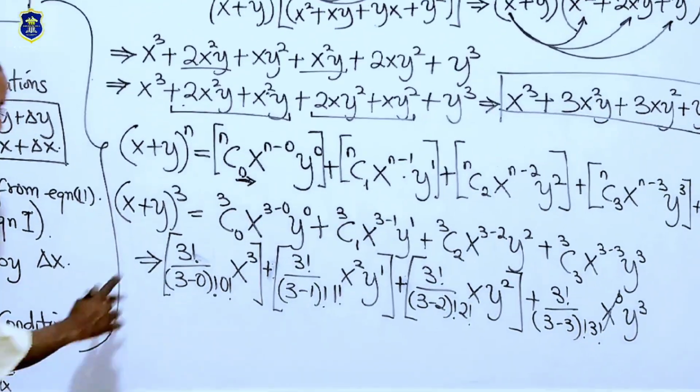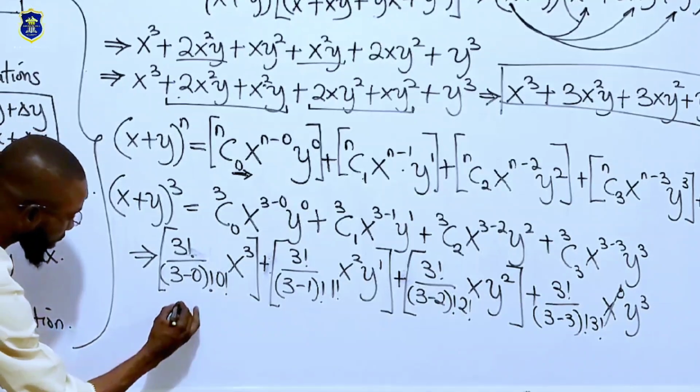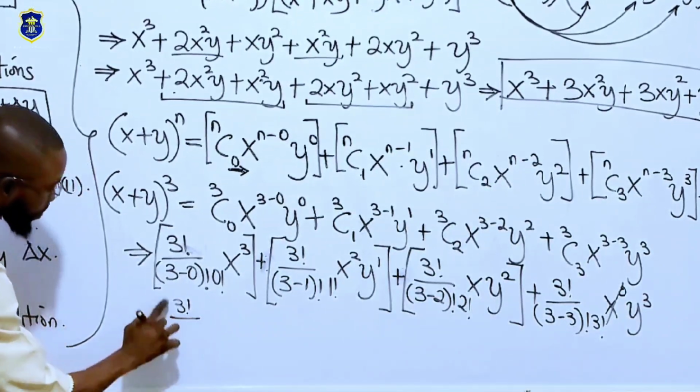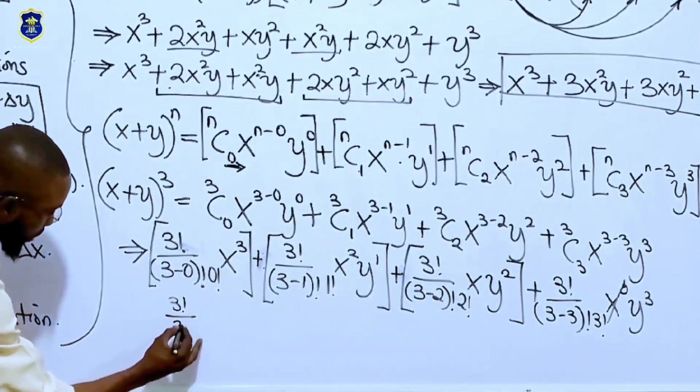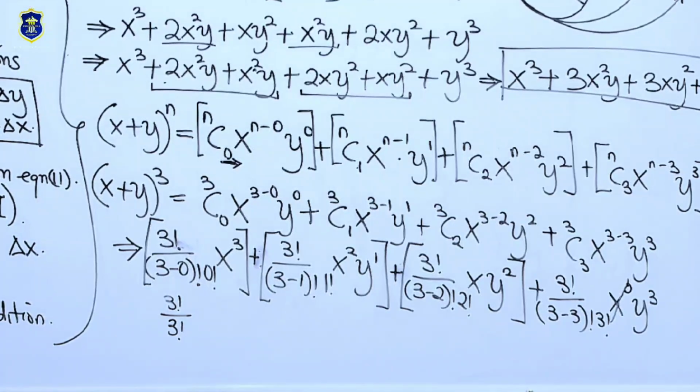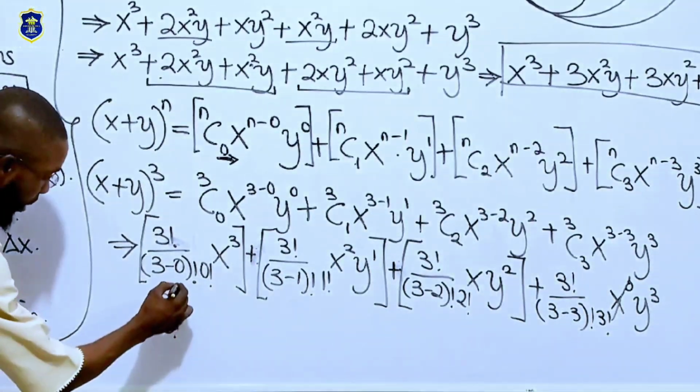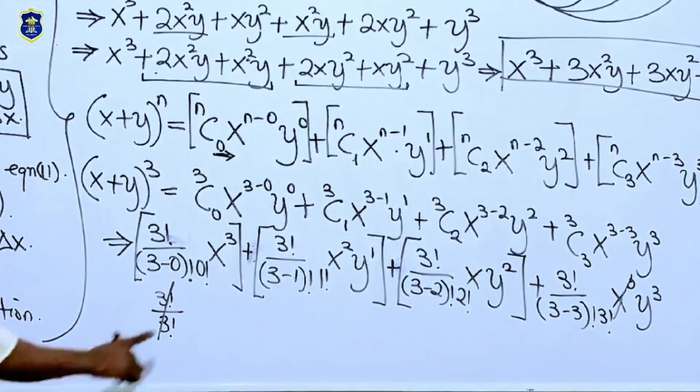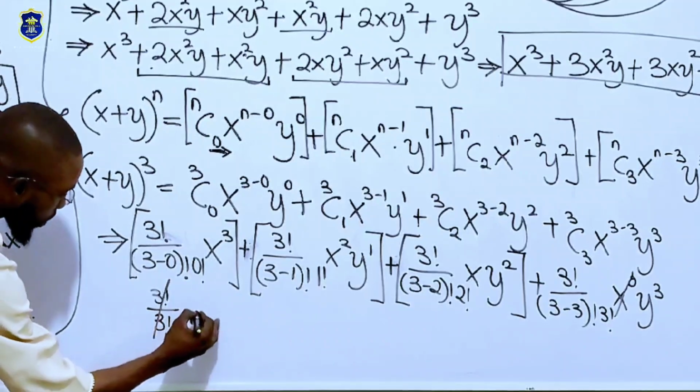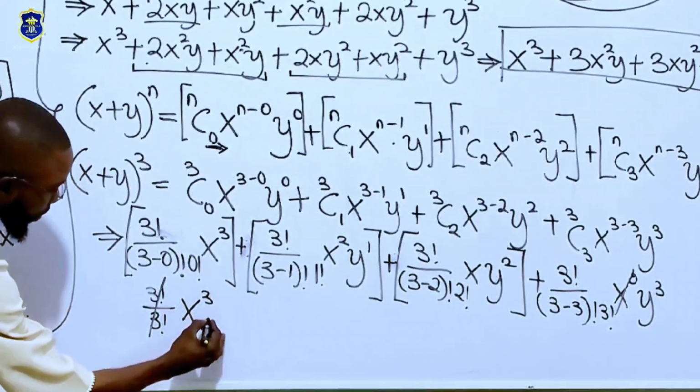If we try and expand, you see how easy it is. Very easy. So with this, we're going to have 3 factorial over (3 minus 0) factorial, which will give us 3 factorial. And then 0 factorial is 1. The same thing. That means we cancel that 3 factorial. We are left with what? X raised to the power of 3.